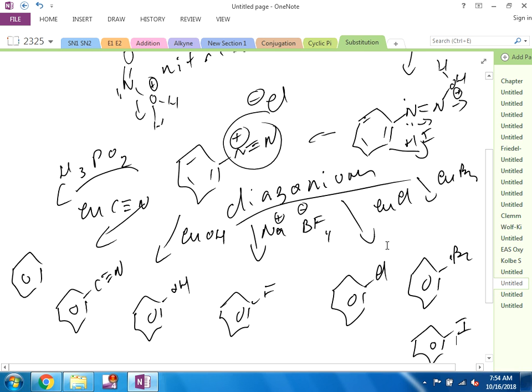And so that's a wonderful reaction to know about: if you see copper something in a diazonium, all you have to do is reduce it off.